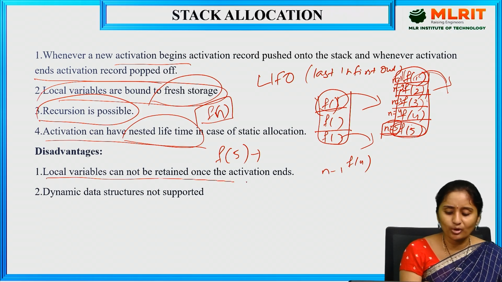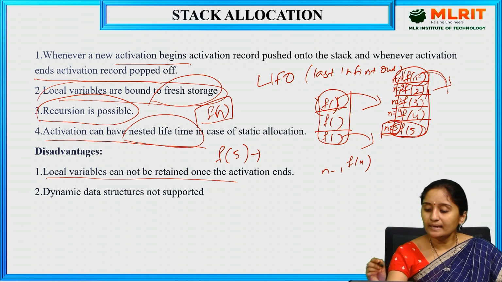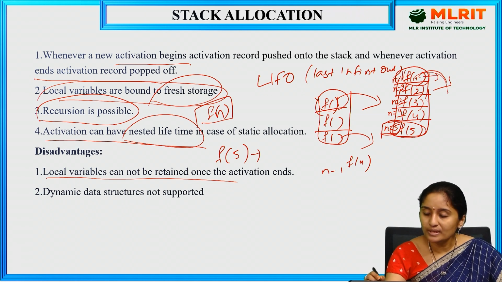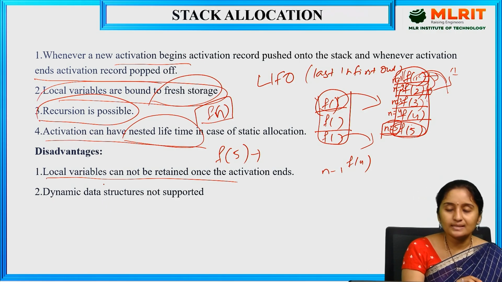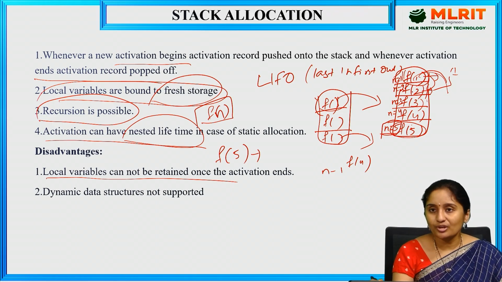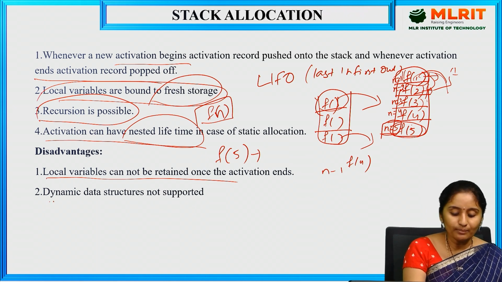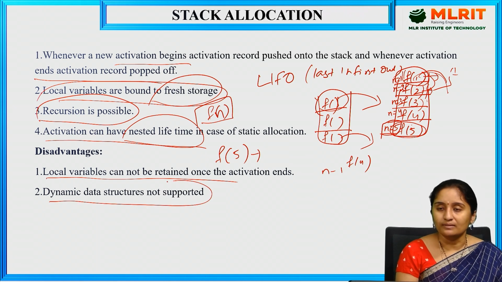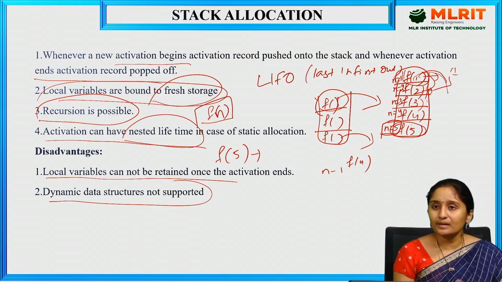Disadvantages. Local variables cannot be retained once the activation ends. See here, when I do the fact of 1 activation record, it produces the value n equal to 1. To do fact of 2, I need the previous one. The popped value should be used in fact of 2, but that is not possible here. This is one disadvantage. Fact of 1 is completed, then it is popped off, but its value is not used in the next activation record. Dynamic data structures are also not supported here. Actually, it is supported by the system, not by the user.